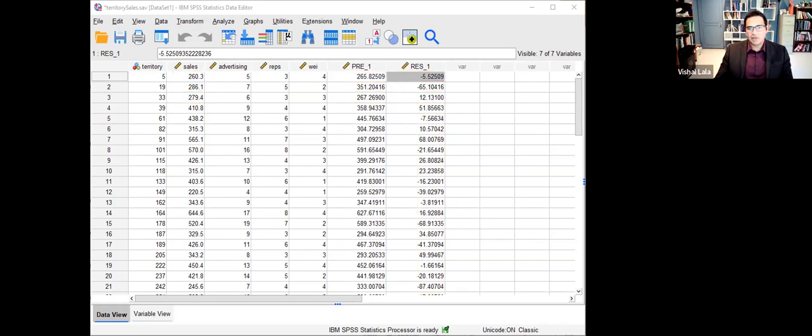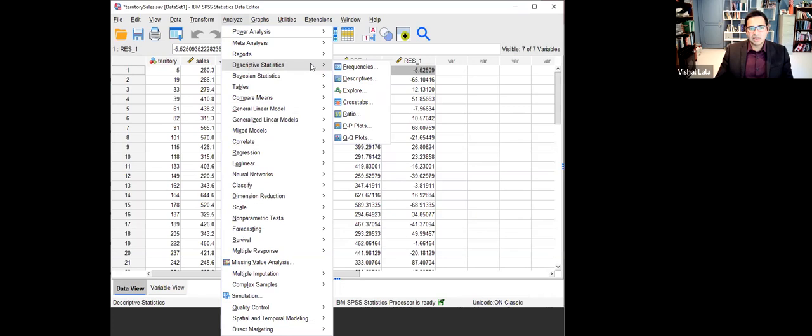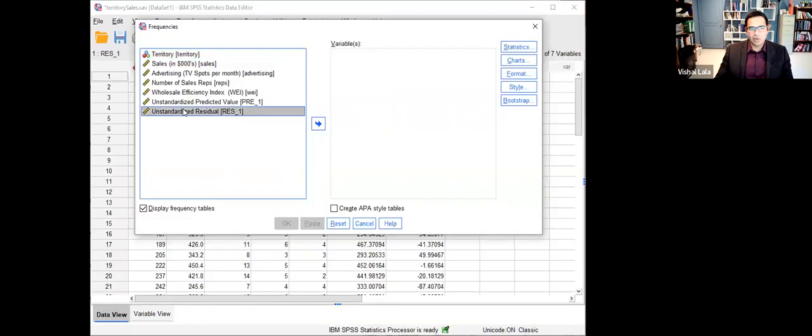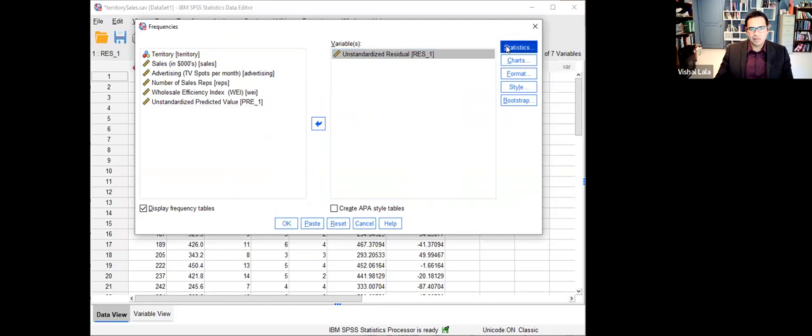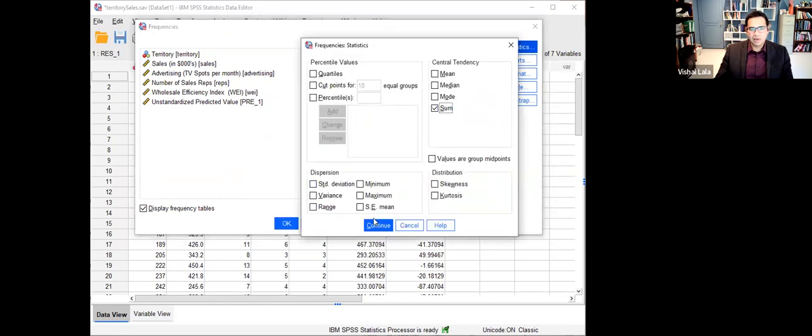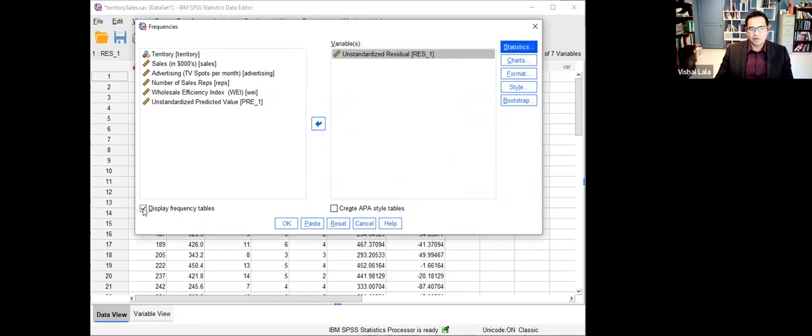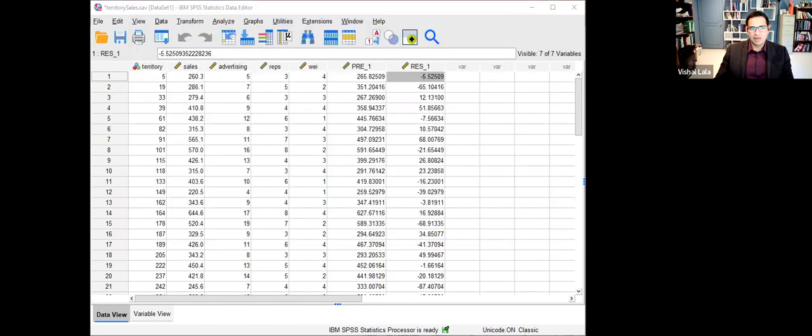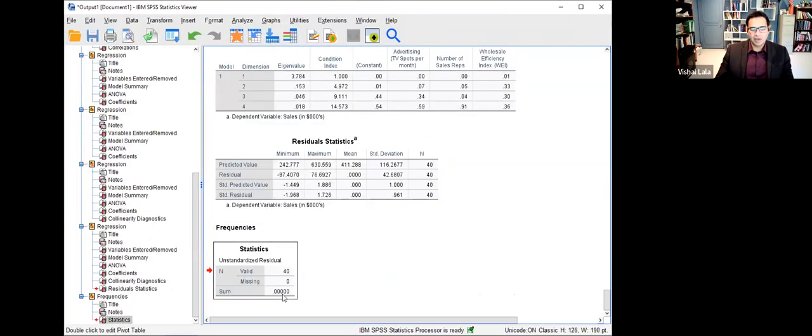If you were to add up the numbers by, let's say, doing Analyze, Descriptive Statistics, Frequencies, and then you were to sum all the unstandardized residual values. Okay. I'll uncheck the box for frequency tables because we don't want that. We only want the sum of the unstandardized residuals. If you did that, you'll notice that this is exactly 0. Okay. So for our 40 territories, the sum of the residuals is 0. And that's what regression is designed to do. So it's doing what it's supposed to do.